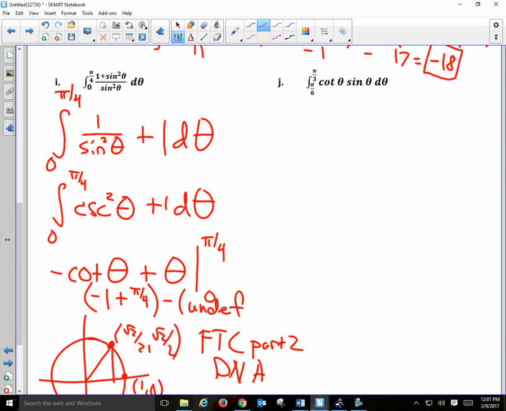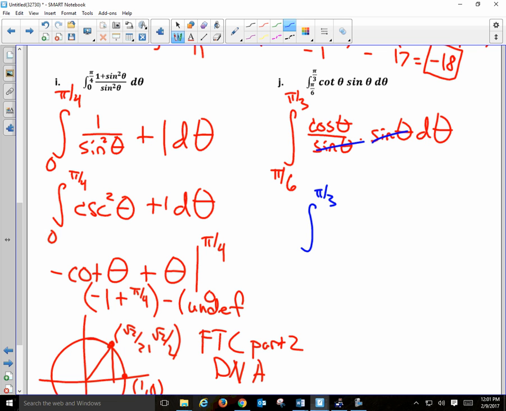Last example. Pi over 3 to pi over 6. Cotangent is cosine of theta over sine of theta, times sine of theta. What happens? Sines cancel. We have the integral from pi over 6 to pi over 3 of cosine of theta d theta.